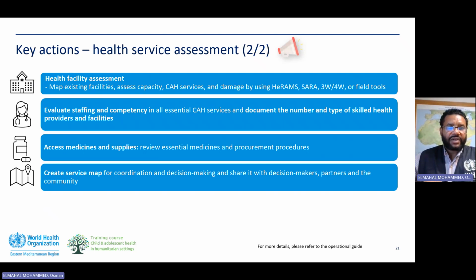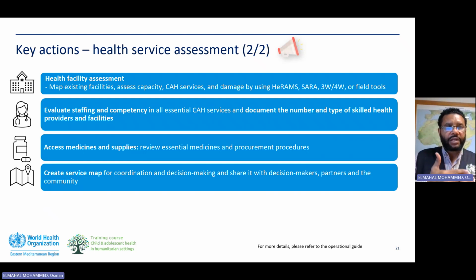And the second action point: the health facility assessment. Mapping of existing facilities, assess the capacity of the child and adolescent services, maybe by using HeRAMS, SARA, the 3Ws or 4Ws or field tools, whatever tools are available, to make sure that those health facilities exist, where they exist, what kind of services they're providing, what kind of child health and adolescent services are available in which facility.